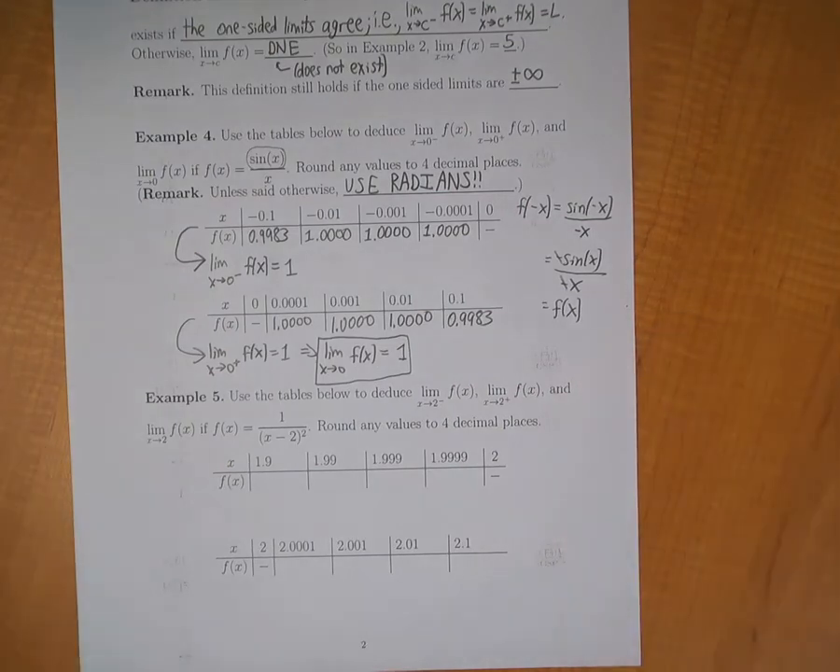Use the tables below to deduce the limit as x approaches 2 from the left, from the right, and the two-sided limit of f of x, if f of x equals the function 1 over quantity x minus 2 squared, from the motivation at the start of the lesson. Again, round to 4 decimal places. Let's do the same thing we did before: you guys compute f of 1.9, you guys compute f of 1.99, you guys compute f of 1.999, then f of 1.9999.